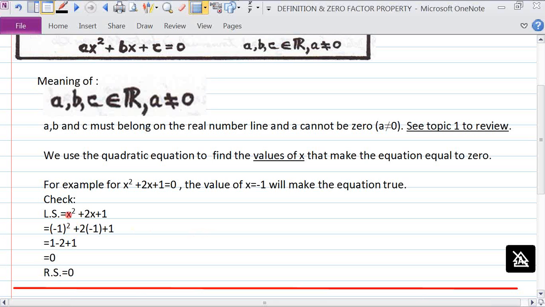So we write down the left side of the equation, x squared plus 2x plus 1, which is this side here. We substitute minus 1 for x: minus 1 squared, plus 2 times minus 1, because x is minus 1, plus 1. Minus 1 squared is 1, 2 times minus 1 is minus 2, and we've got the plus 1. So when you sum 1, minus 2, and plus 1, it sums to 0, and the right side of the equation is 0.